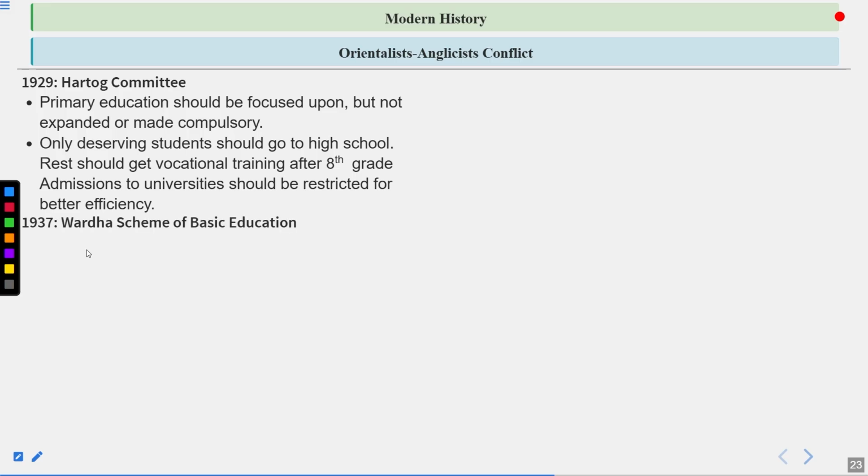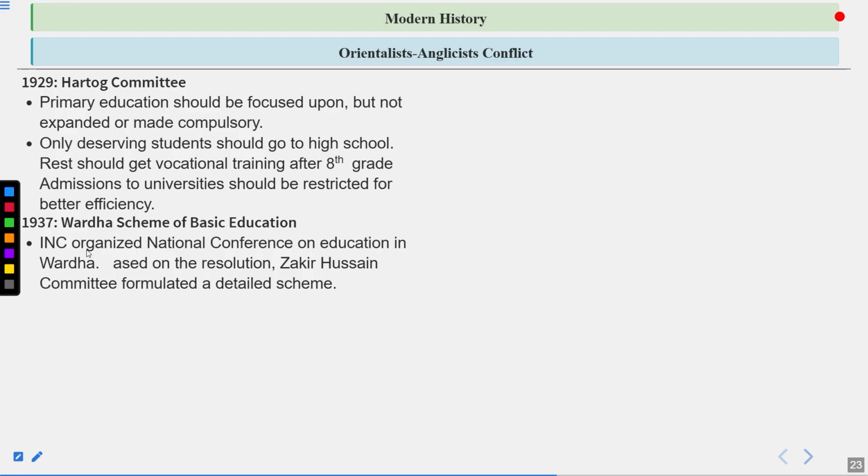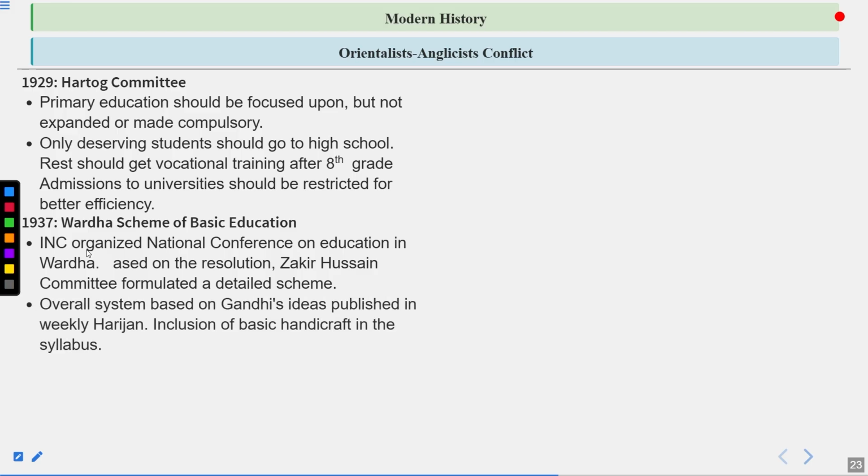1937, Wardha scheme of basic education was given. INC organized the National Conference on Education in Wardha. Based on the resolution, the Zakir Hussain Committee formulated a detailed scheme. The overall system was based on Gandhi's ideas published in the weekly Harijan. Inclusion of basic handicrafts in the syllabus. The first 7 years of education free, compulsory, and in the mother tongue.